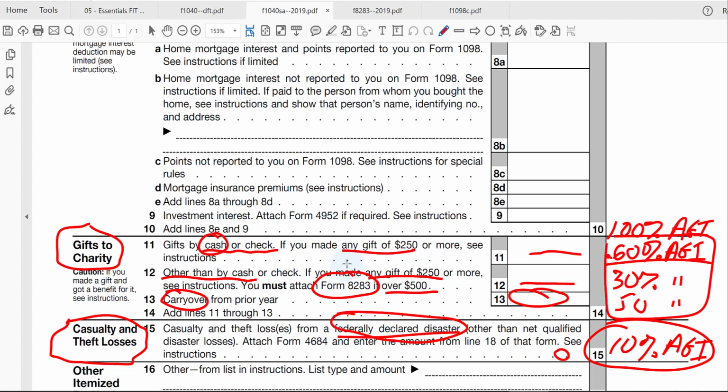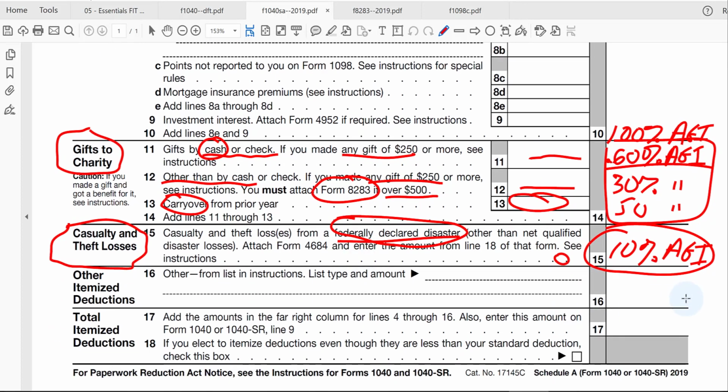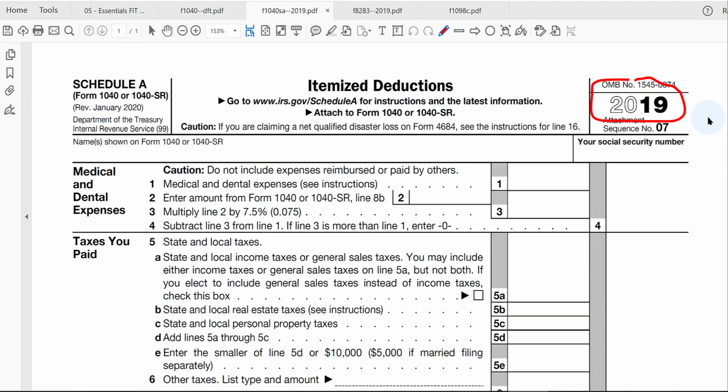Okay, you total up all of these different categories, and here at the bottom, hopefully this is larger than your standard deduction. Again, you may be able to claim itemized deductions on Hawaii because the standard deduction for Hawaii is lower, while the standard deduction for federal is higher. So that's the end of itemized deductions here in Chapter 5, reported on Schedule A.